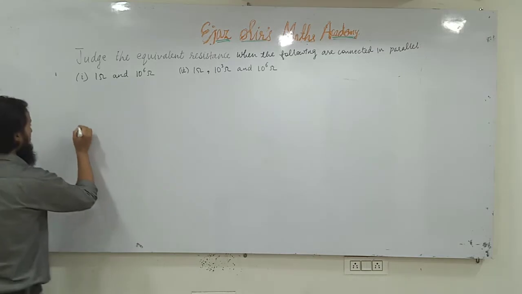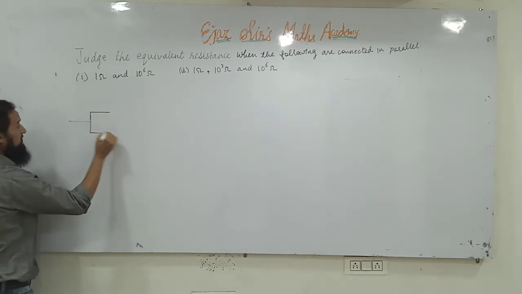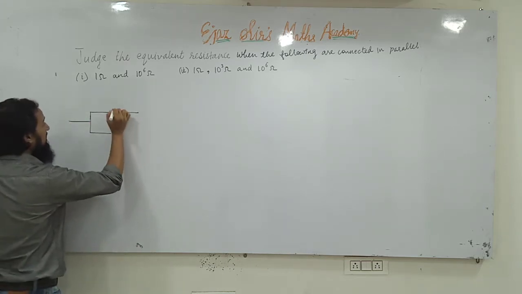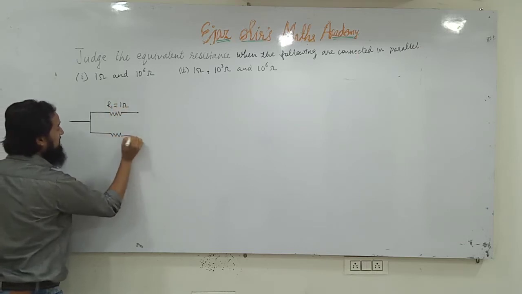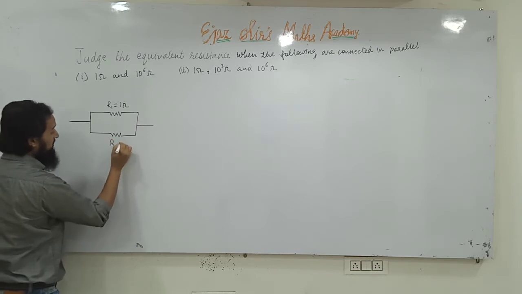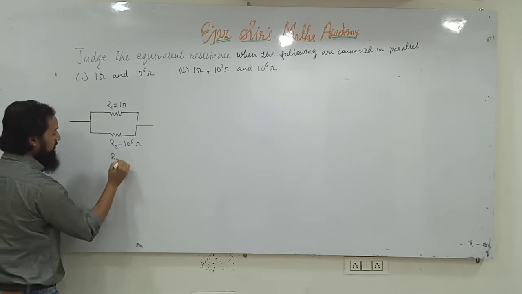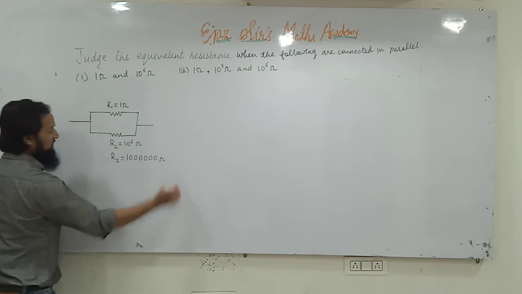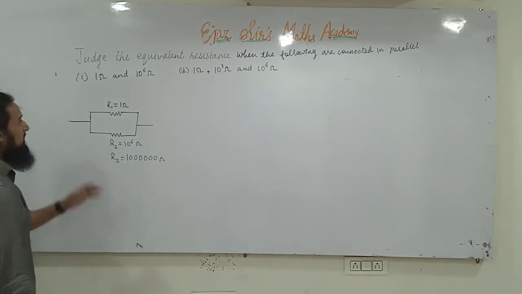What are their values? We know when the resistors are connected in parallel, it means there is branching. Let us suppose R1, resistance number 1, is 1 ohm, and R2, resistance number 2, is 10 raised to power 6 ohm. 10 raised to power 6 means 1 followed by six zeros, that is 10 lakh ohms. So these two are connected in parallel.